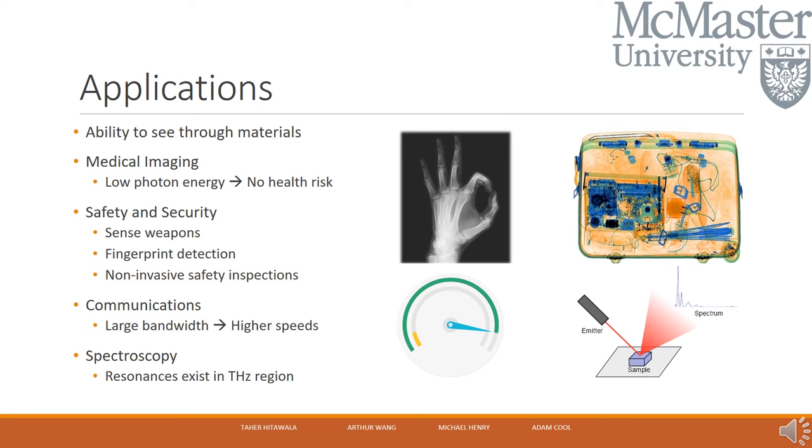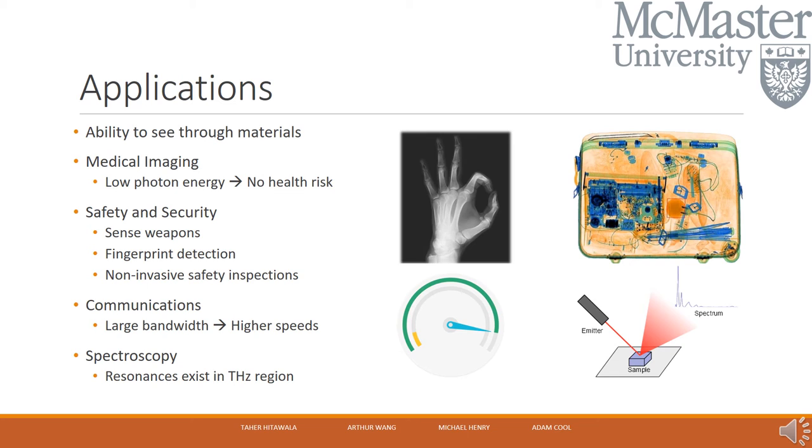In security, terahertz signals can be used to detect all sorts of hazards, such as weapons, even chemical and biological ones. It can also be used for fingerprint detection, and for security inspections of airplane passengers to detect weapons hidden below clothes. Another use would be for non-invasive safety inspections, such as non-destructive industrial quality checks, or inspections of space shuttles for any flaws. The terahertz spectrum can be used for fast data transmission due to its much larger bandwidth and thus potential data capacity.